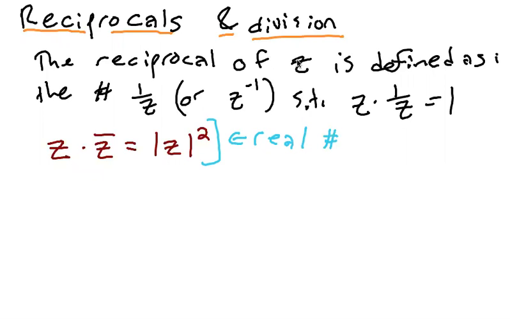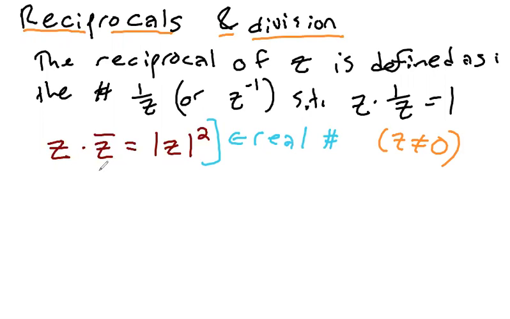Okay, so what I'm going to do is divide both sides of this equation by the real number modulus of z squared. By the way, I really should make it clear here that obviously there's no reciprocal of 0, so we want to exclude that. So we're assuming that we have a non-zero number here.